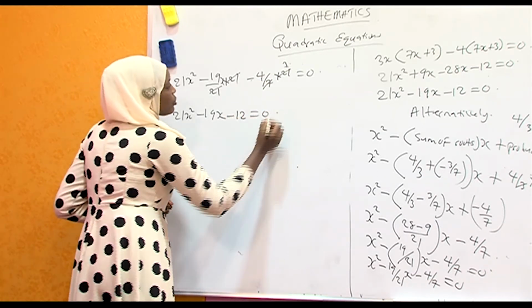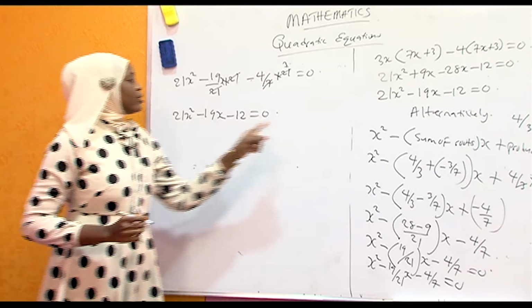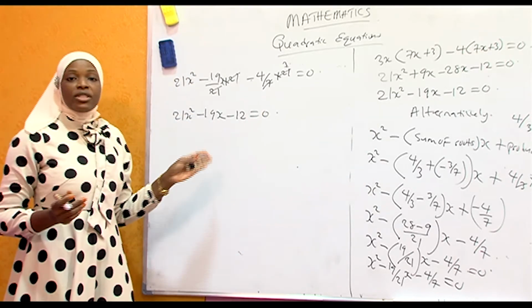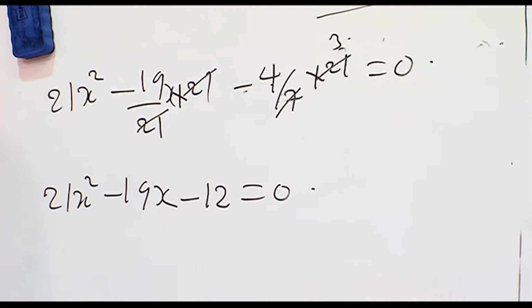All equals 0. If you look at this equation and the other equation, you see we used different methods to solve, but you still arrive at the same answer. The method depends on which one you prefer to use, just make sure that you solve it correctly.